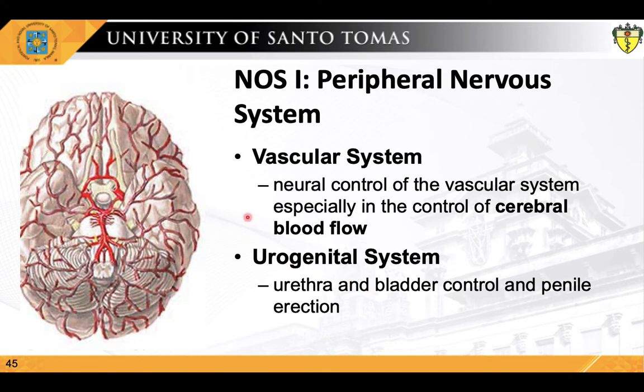In the vascular system, on the other hand, nitric oxide is involved in the neural control of the vascular system, especially in the control of cerebral blood flow. And lastly, in the urogenital system, nitric oxide is involved in urethra and bladder control and penile erection.